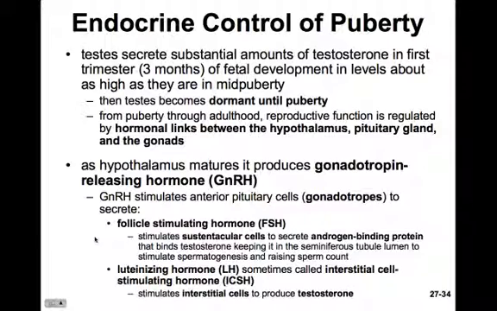Those are released into the blood and they make their way to the testes, and they have a variety of different effects. Follicle-stimulating hormone is going to stimulate the sustentacular cells to secrete androgen binding protein. And that binds testosterone, keeping it in the seminiferous tubule so that it can stimulate spermatogenesis, thus raising the sperm count. Now, LH stimulates the interstitial cells. Sometimes it's known as interstitial cell stimulating hormone, or ICSH. But it stimulates the interstitial cells to produce testosterone.